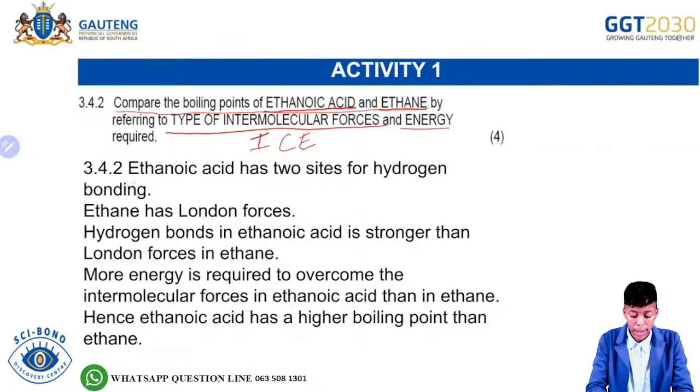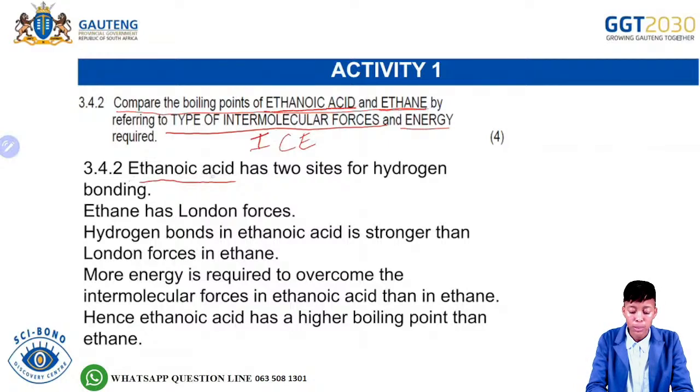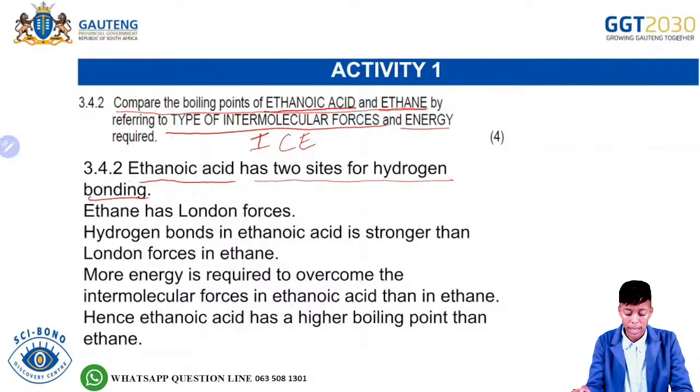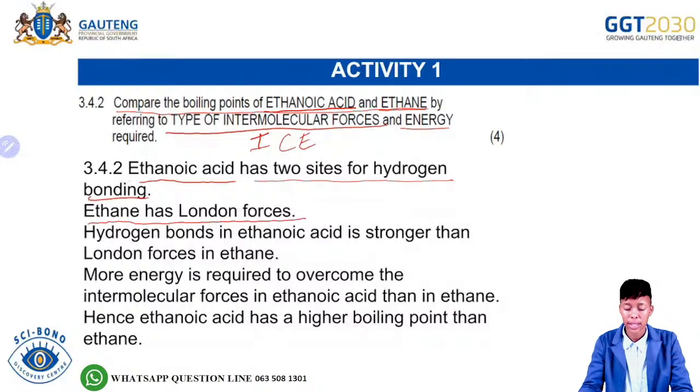So for the ethanoic acid, remember we said ethanoic acid is on the last column. We said ethanoic acid is a carboxylic acid. Therefore, ethanoic acid has two sites for what? For hydrogen bonding. And then our ethane, we said you'll find it on the first column, that is your alkane. The first one there is your alkane. So ethane has what? It has London forces.